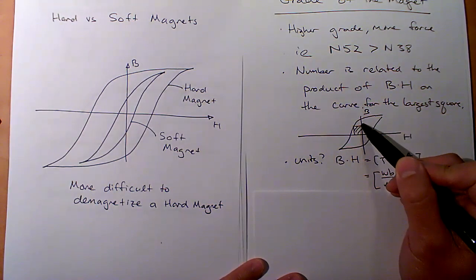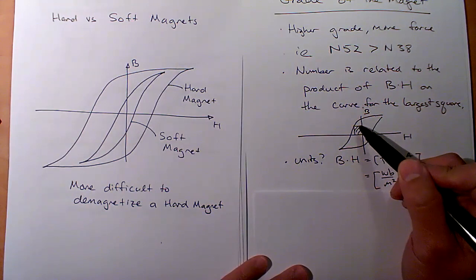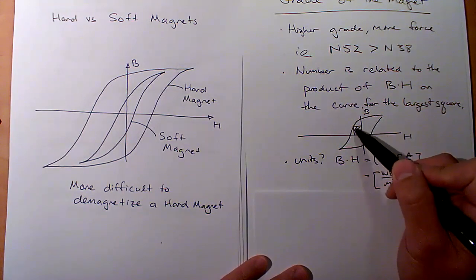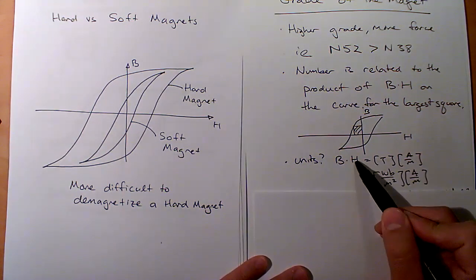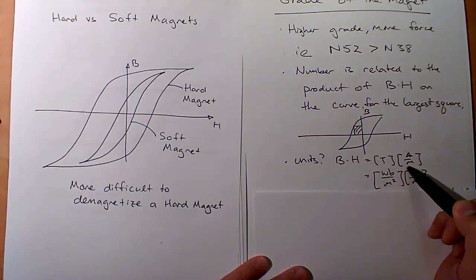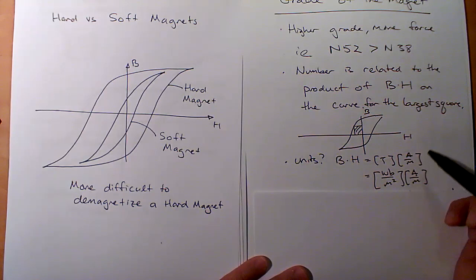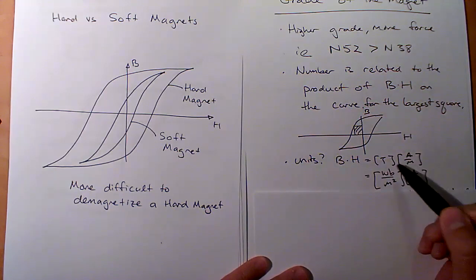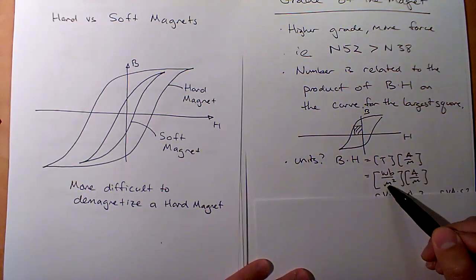And maybe another question you might have is, well, what are the units? What are the physical units of that area? Well, if I take B times H, what do I get? I get Tesla times amp turns per meter, which is just amps. The turns is just the number of turns of that coil. And a Tesla, what do we have? Weber per meter squared, right?